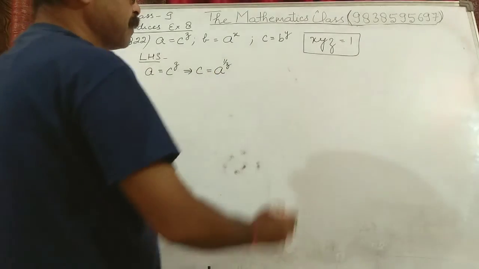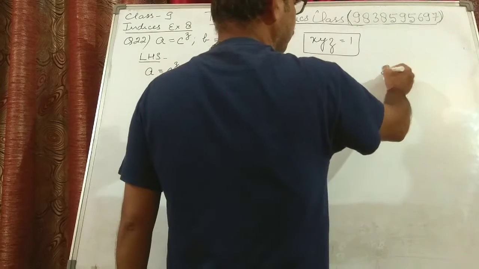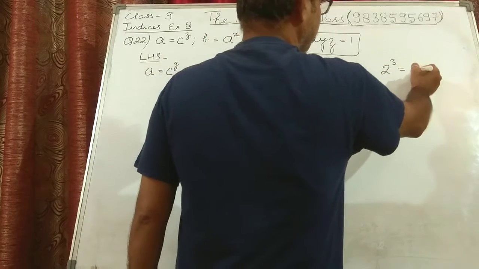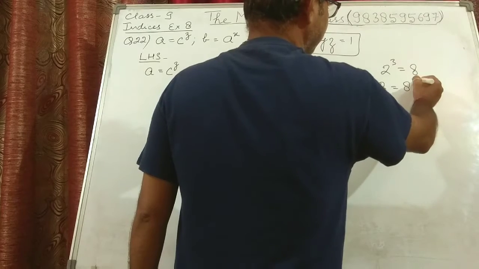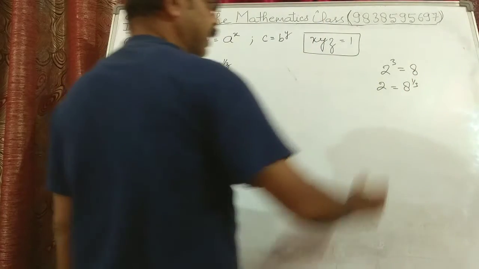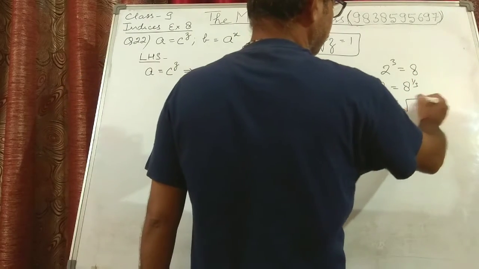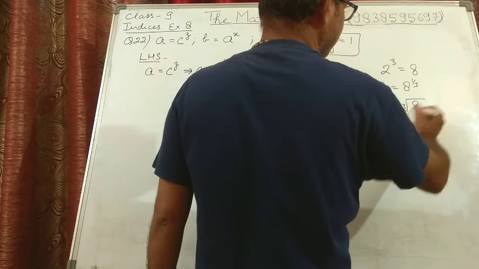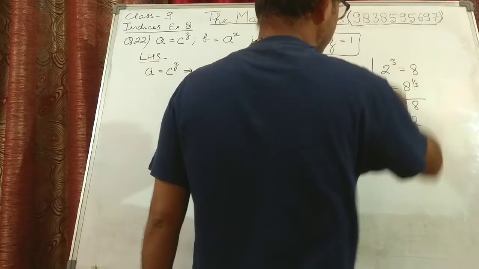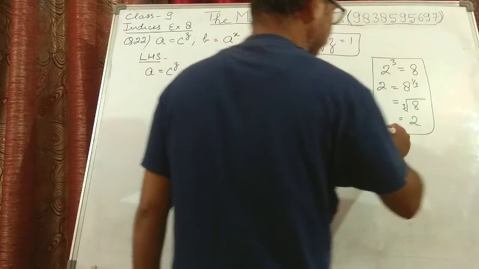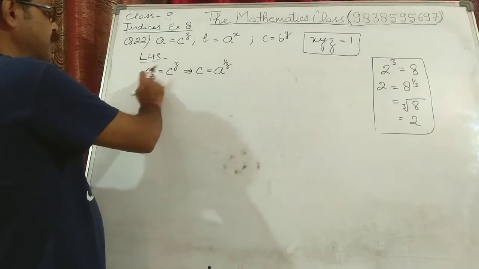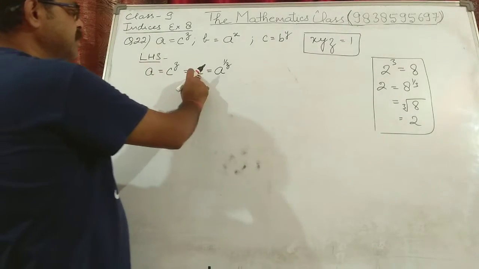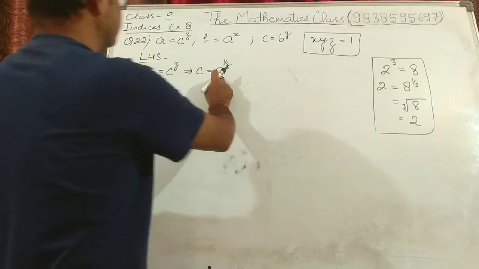For example, I say 2 to the power 3 is equal to 8. It means 2 can be written as 8 to the power 1 upon 3, and 8 to the power 1 upon 3 means the cube root of 8, so it will be equal to 2. So using this concept, if A is equal to C to the power Z, then C can be written as A to the power 1 upon Z.